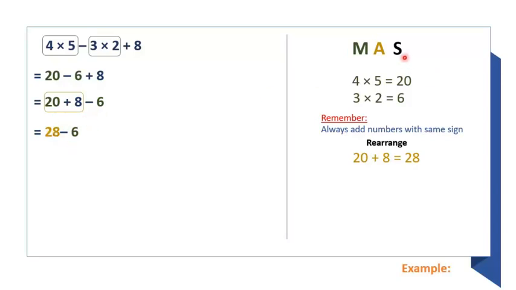Now the last operation left is your subtraction. So here if you see 28 minus 6, the solution of 28 minus 6 is 22. So this becomes 22. This is your final answer for this simplified problem. These were the steps to work out this simplified problem.